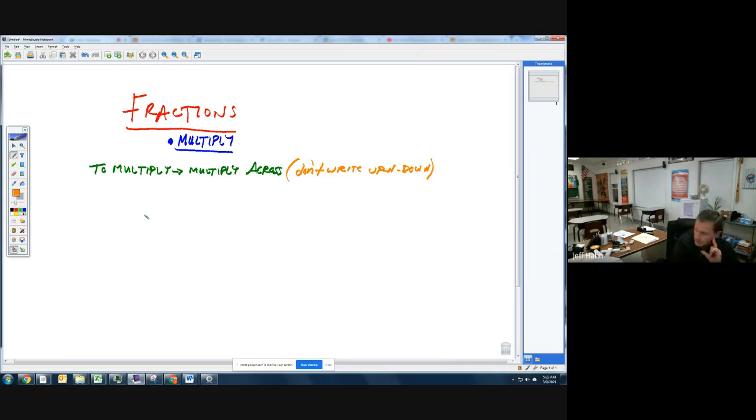So here's our example problem. If you have, I don't know, 1/2 times 1/3. It's just a simple matter of you multiply the two top numbers together for your new top number, and you multiply the two bottom numbers together for your new bottom number. 1/2 times 1/3 is 1/6.